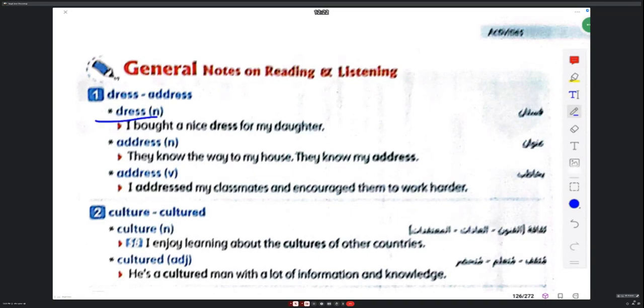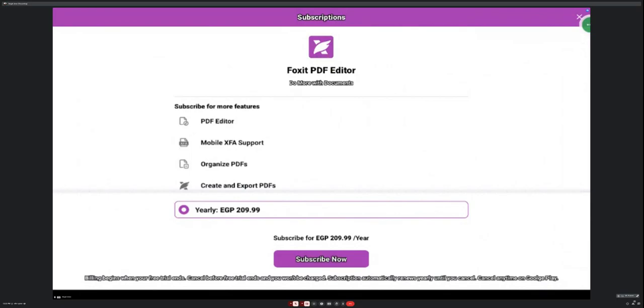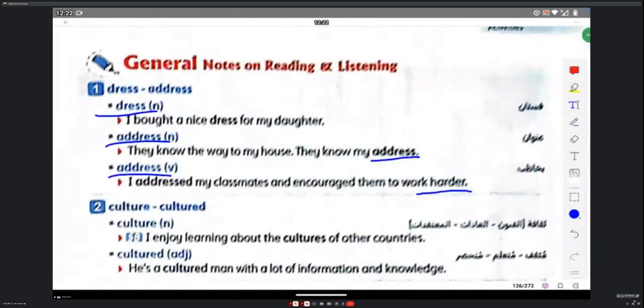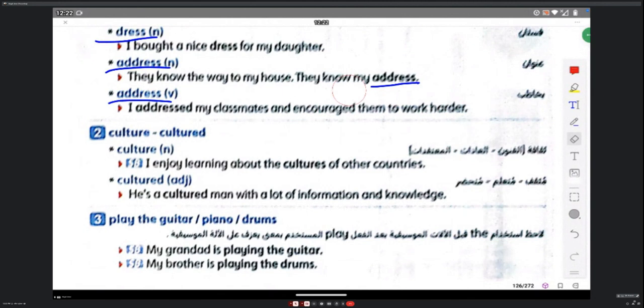Dress is something a woman wears. I bought a nice dress for my daughter. A dress. They know the way to my house. They know my address. I addressed my classmates and encouraged them to work harder. Addressed my words. Address something. Address means give words to someone.